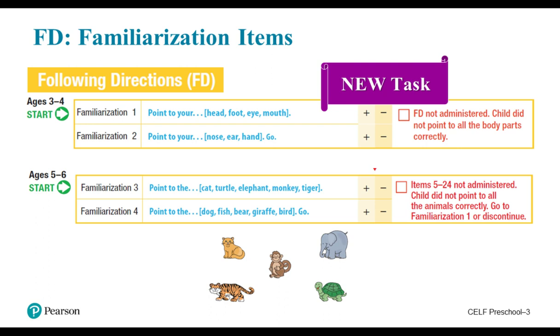So this is a preview of the new task for 3- and 4-year-olds, which is pointing to body parts. 5- and 6-year-olds begin the subtest by pointing to animals. If the child does not correctly point to all of the familiarization items, body parts, or animals, do not administer the corresponding test items on the following directions subtest.